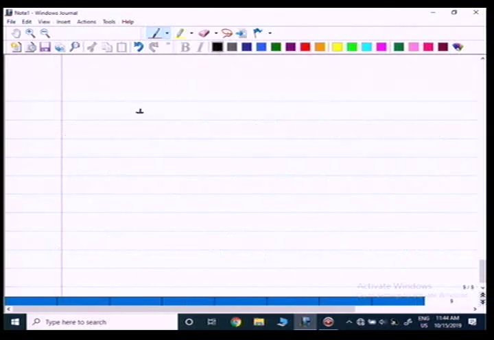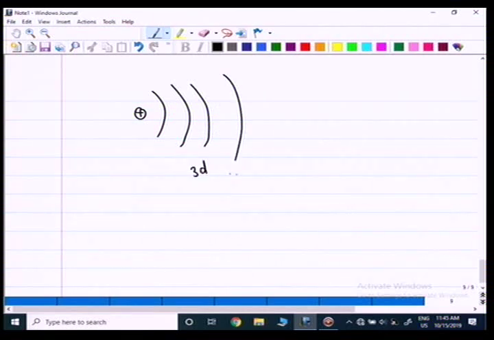Please tell me one thing. This is your atom. This is your 3d. This is your 4s. 4s has got 2 electrons. And 3d, we don't care about it right now. Let's consider 3d as having only 1 electron.